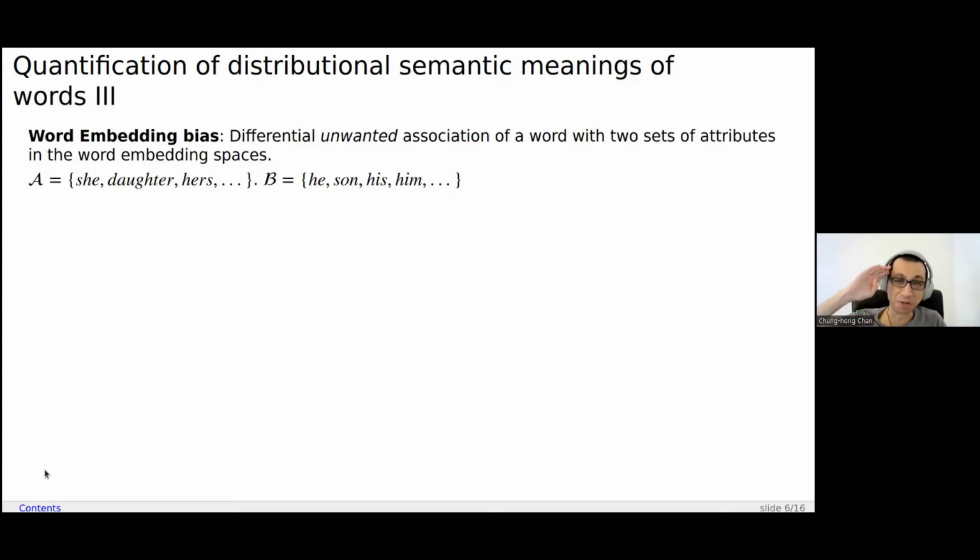For example, if we want to study gender bias, we can use two different kinds of contexts. For example, the words related to gender: she, daughter, her, and also another context: he, son, his, him. Then we study the association between the contextual words related to male and female to see that kind of unwanted association. I will give a more concrete example later.